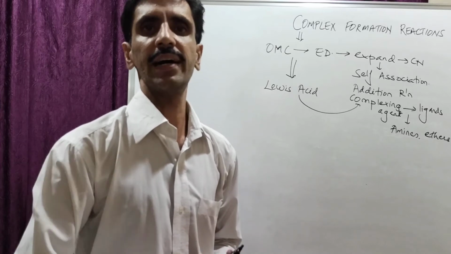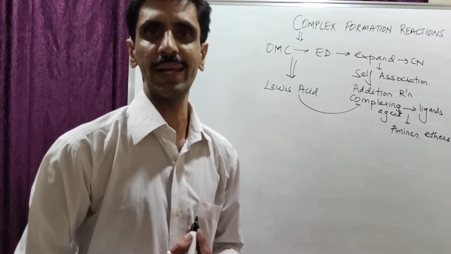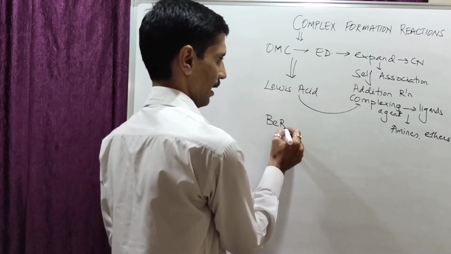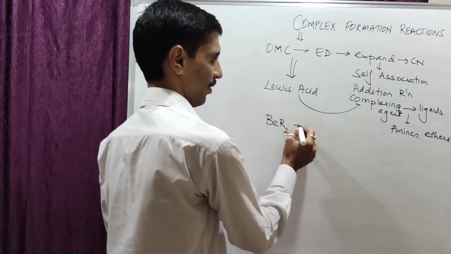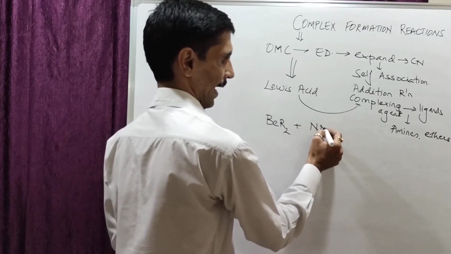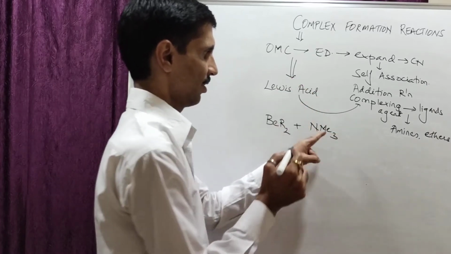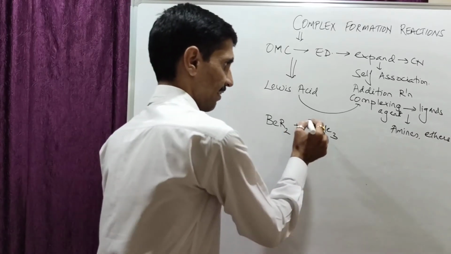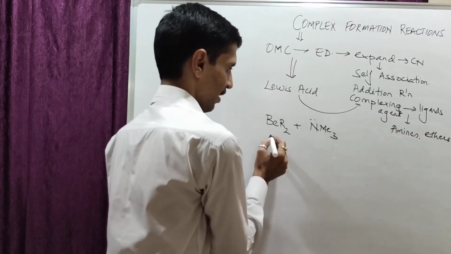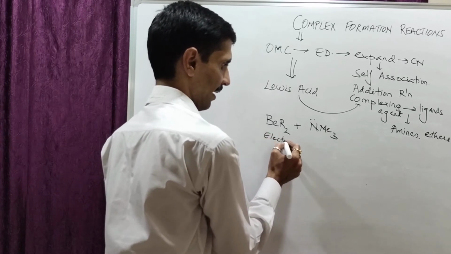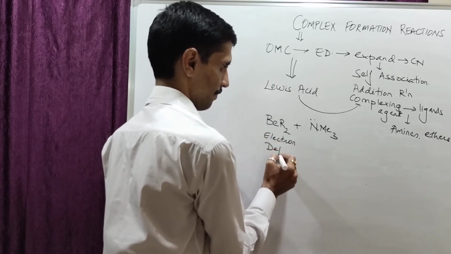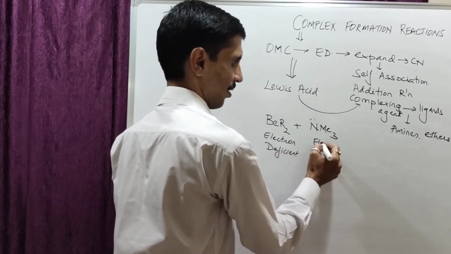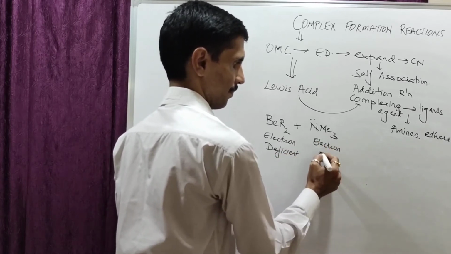Let us first of all take an example of a dialkyl derivative of beryllium. Okay, alkaline earth metal. So we have BeR2 being treated with NMe3, trimethylamine. So this is a tertiary amine. There is a lone pair of electrons on nitrogen. So this is electron deficient. And this is electron rich.